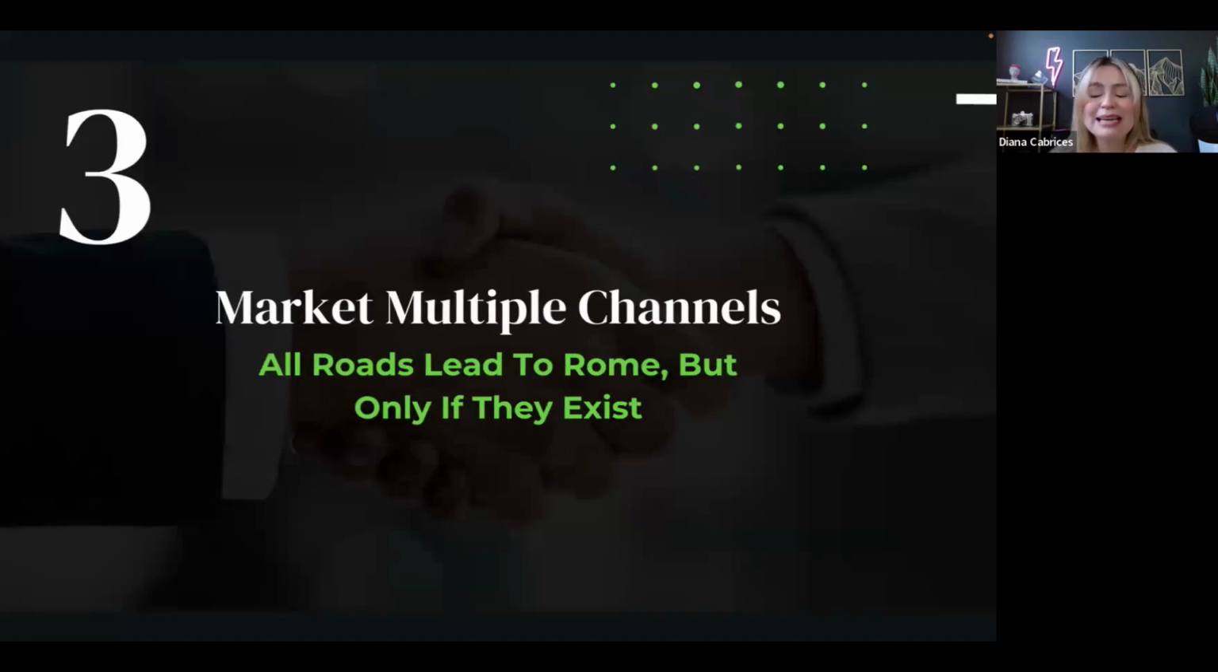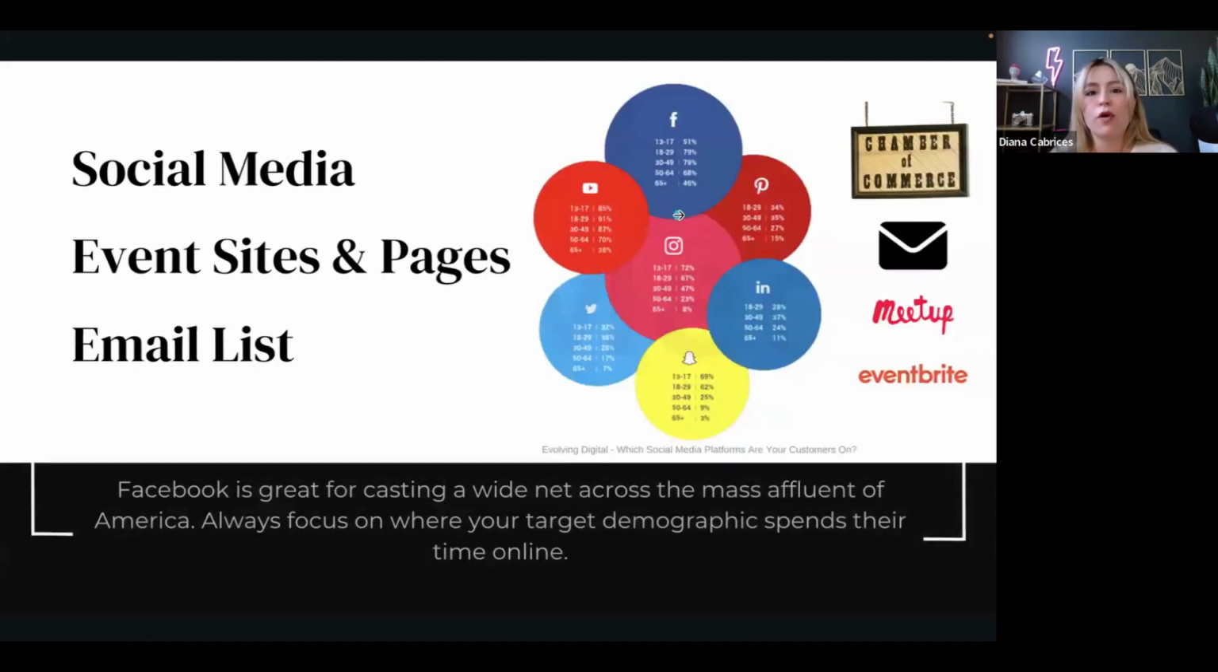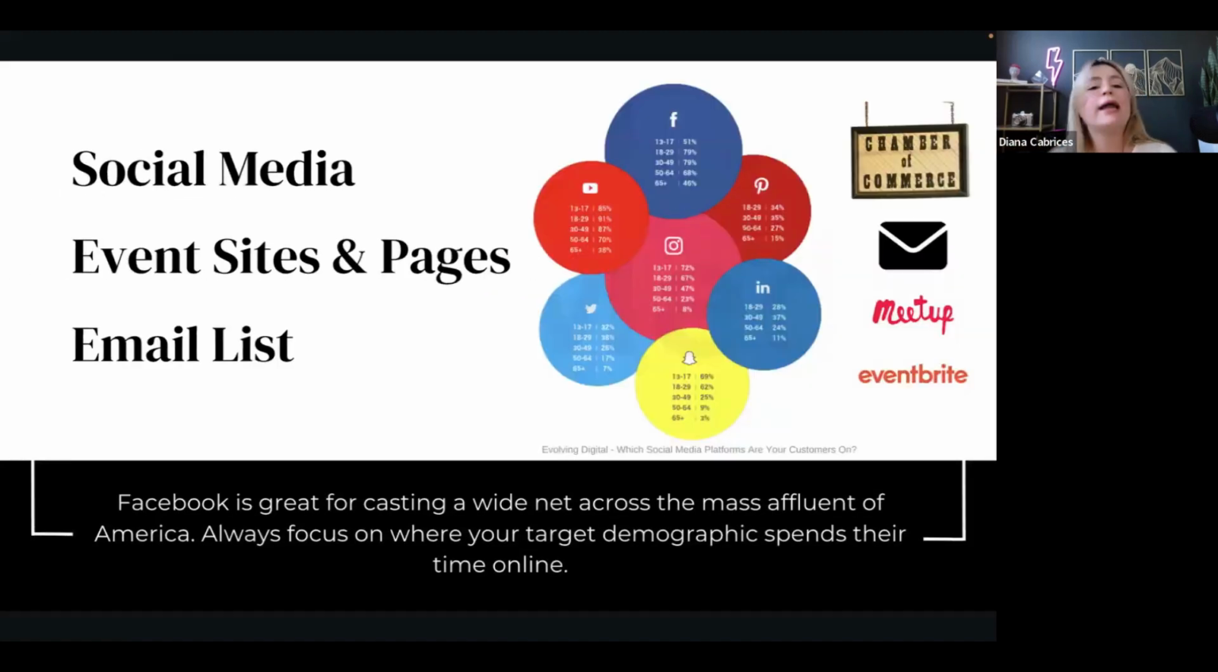Tip number 3 is market to multiple channels. I like to say that all roads lead to Rome, except when they don't exist. So when people have no idea about your event because you're not targeting them or giving them that road, if you will, to travel down to sign up for your event, then you're not going to get the turnout that you deserve. What are some of these places that you can get into your channels here for marketing?